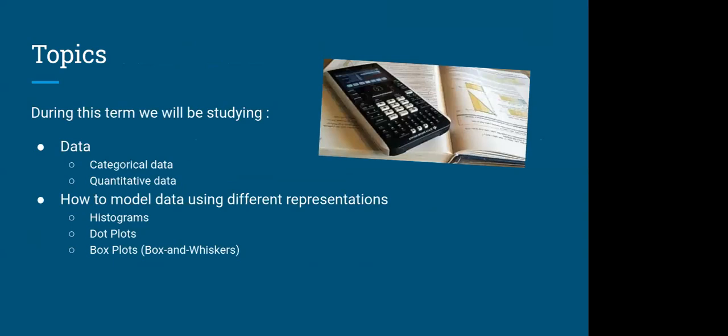So, the topics that we're going to discuss during this term are going to be data, and the data is classified as categorical data or quantitative data. And then we will talk about how to model the data using different representations. And the 3 representations in this unit are histograms, dot plots, and box plots. And box plots, you may remember, are also called box and whiskers. So those are the things that we are going to discuss. And today we are going to start with data.